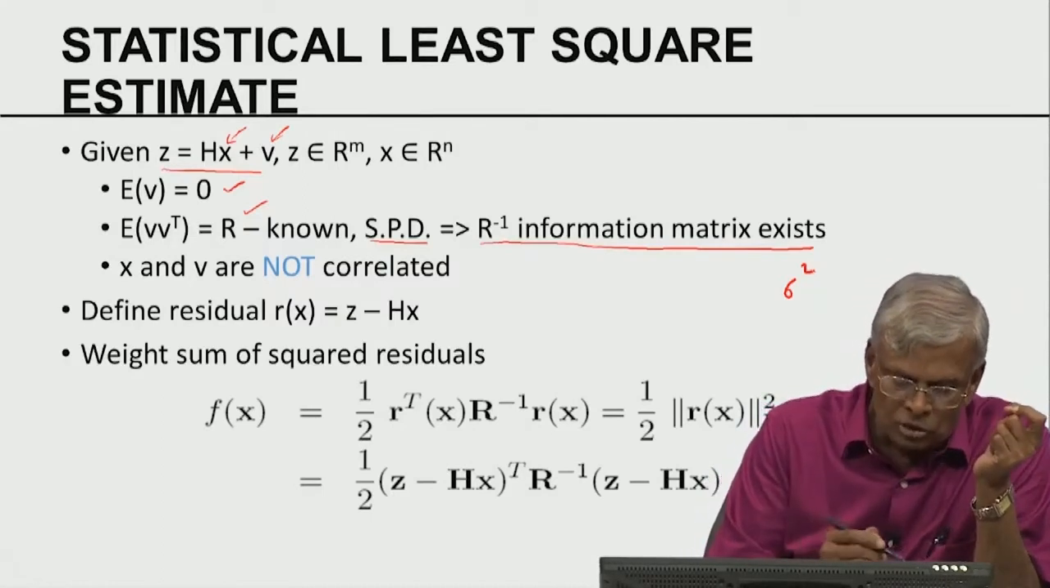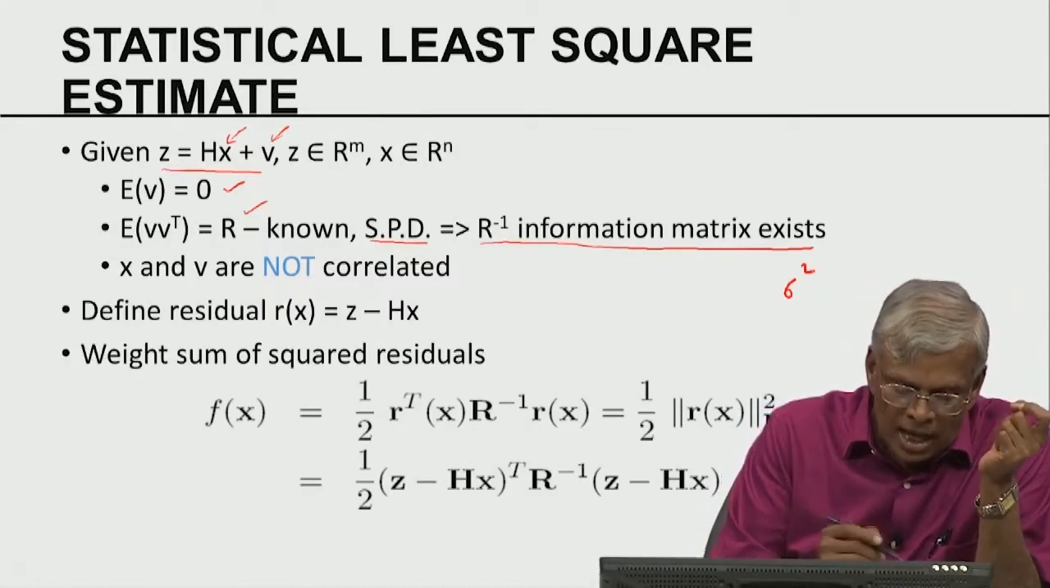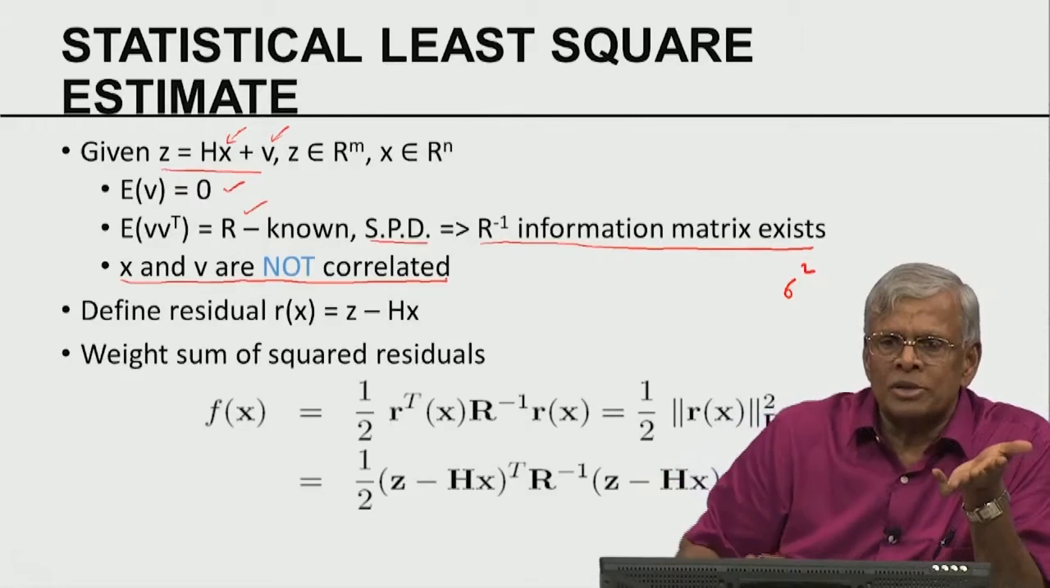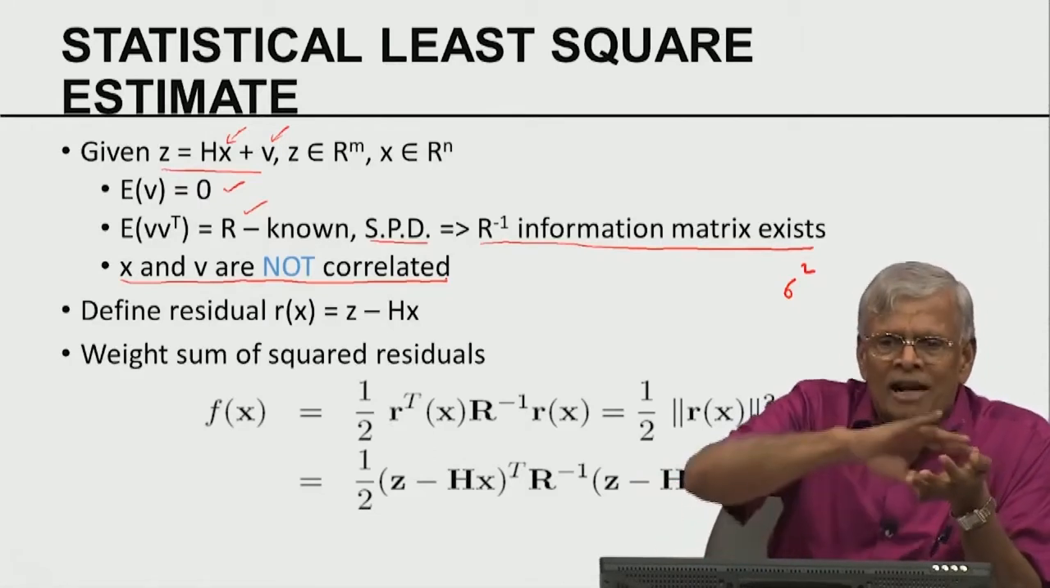I am going to assume that the observation noise and the underlying intrinsic variation in X are uncorrelated. That is a very standard assumption. It is also a very valid assumption. The climate doesn't change because I am trying to measure nature. V depends on the instruments I use, but the climate itself has an underlying variability.